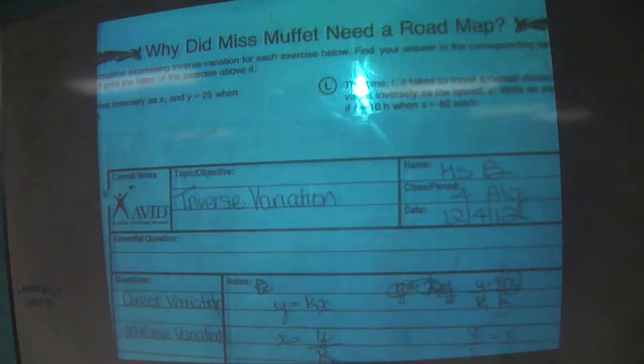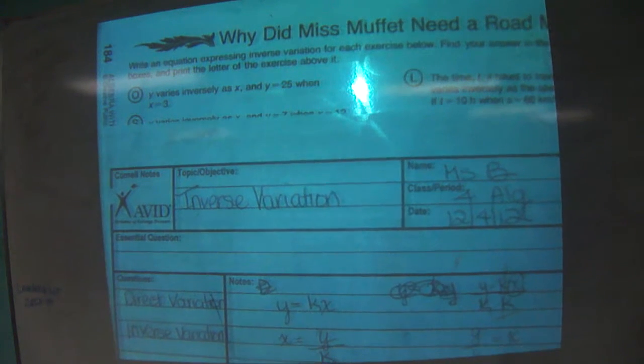So, in letter O, which is that first problem there, y varies inversely as x.